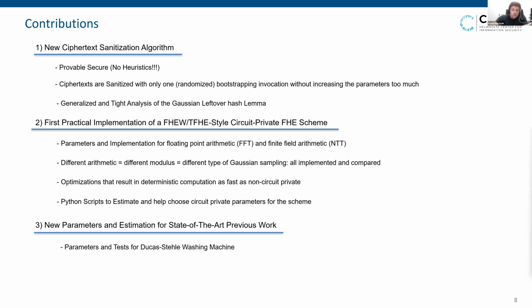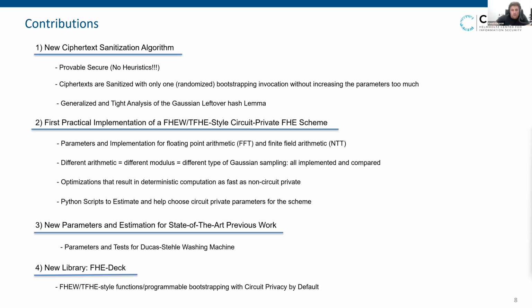And third, I revisited the work from Ducas and Stehlé from 2016. I thought that this was their state of the art when it comes to circuit privacy. In short, I revisited the parameters that they suggested. I gave a serious analysis of these parameters and included their method in my estimator scripts. And finally, the method is implemented, and all that was just for the sake of comparison.